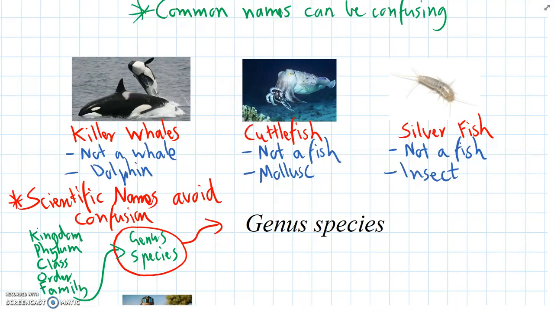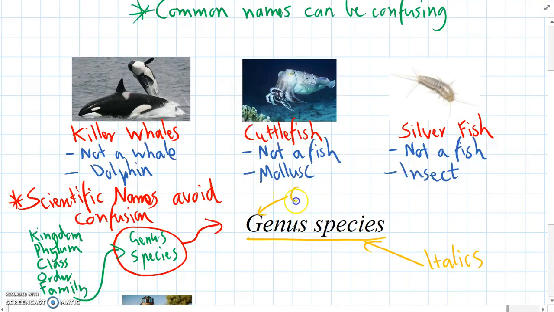There are a few important details. So firstly, we can see it's always written in italics, which is this slanted writing. The genus name always has a capital letter at the start, and the species name always has a lowercase letter. So these are just the rules that scientists have come up with for writing out a proper scientific name. So there's no confusion, and every scientific name will be written out in this way.